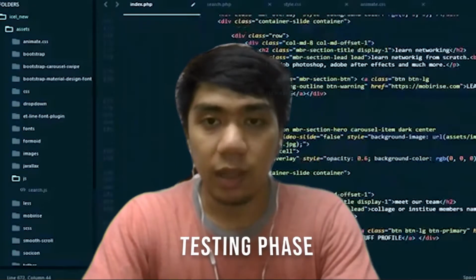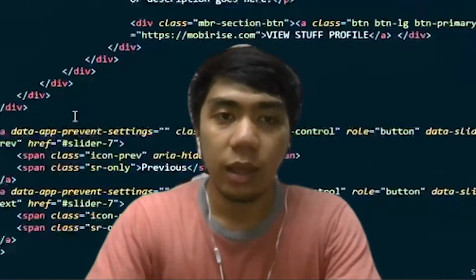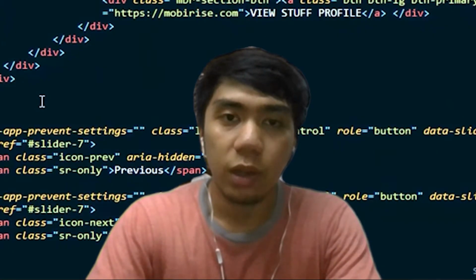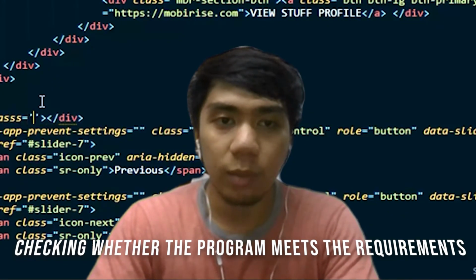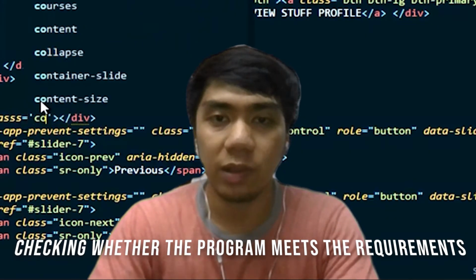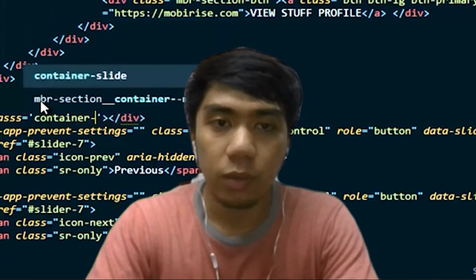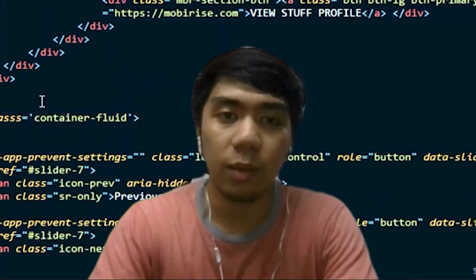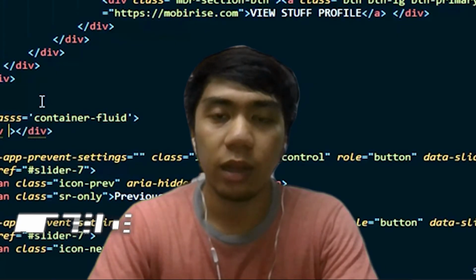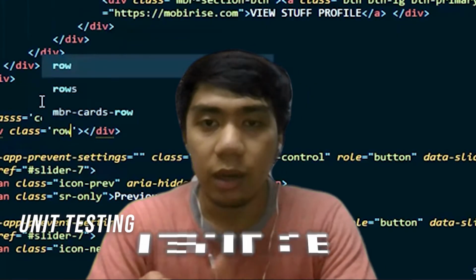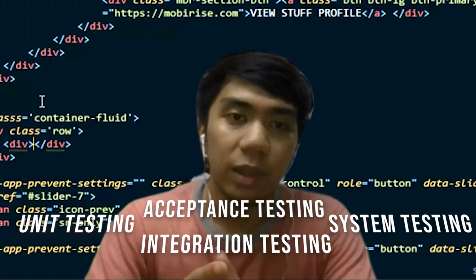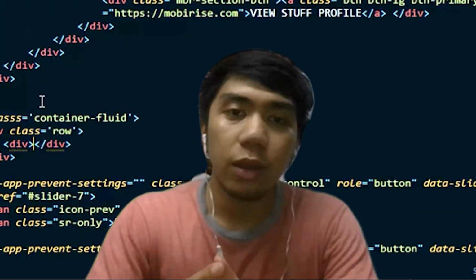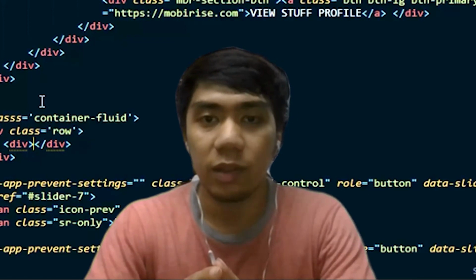Next phase is testing. Meaning, dito na natin iti-test yung codes kung pasok ba siya sa requirements or if nasa-solve niya ba yung problems na na-address during the requirement phase. Sa phase na to, ginagawa natin yung different types ng functional testing gaya ng unit testing, integration testing, system testing, and lastly, acceptance testing. Gumagawa rin tayo dito ng non-functional testings.